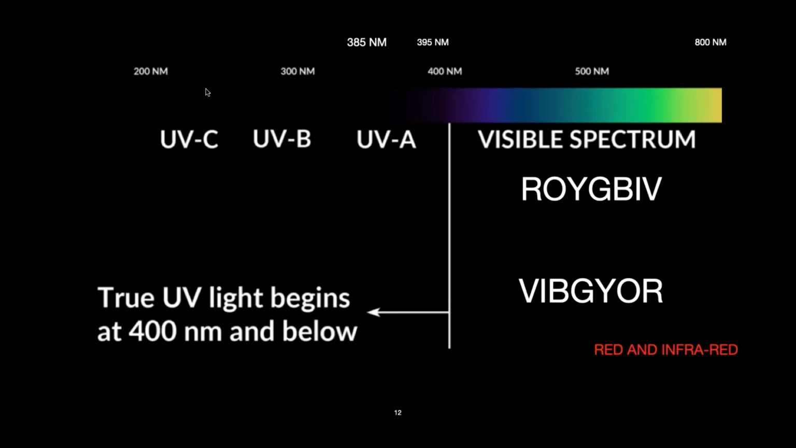So the visible spectrum is, you've heard that guy, Roy G. Biv, or Viv G. Yor, backwards. So red light and infrared light are really long waves, and the UV lights are really short waves. So true UV is below 400 nanometers.